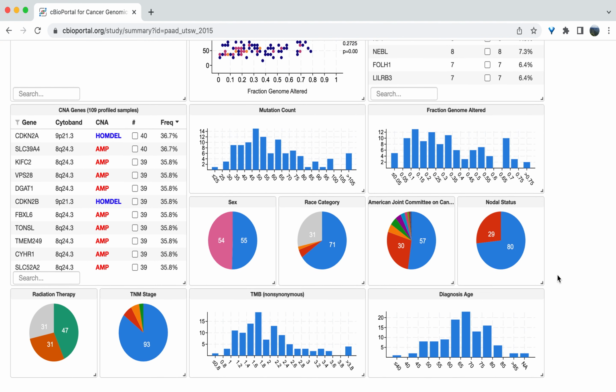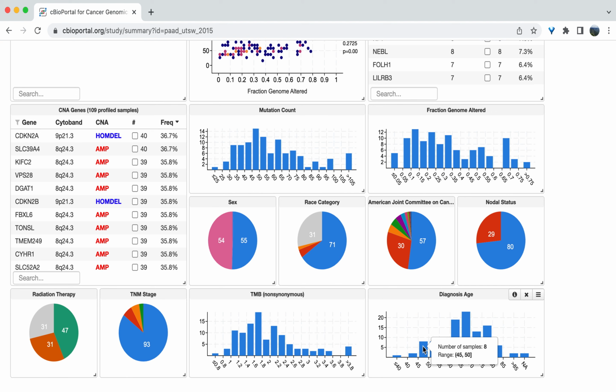Diagnosis age is presented as a histogram. Each bar indicates the number of patients that fall into a particular age range as defined on the x-axis. The frequency or the number of patients is on the y-axis. You can hover over the bars of the graph to bring up a box detailing the number of patients who fall into a specific age range.